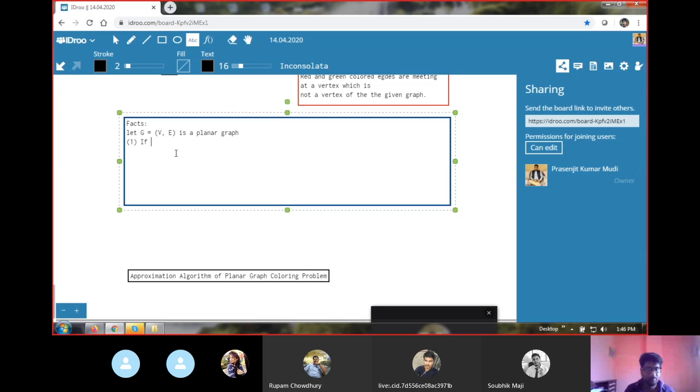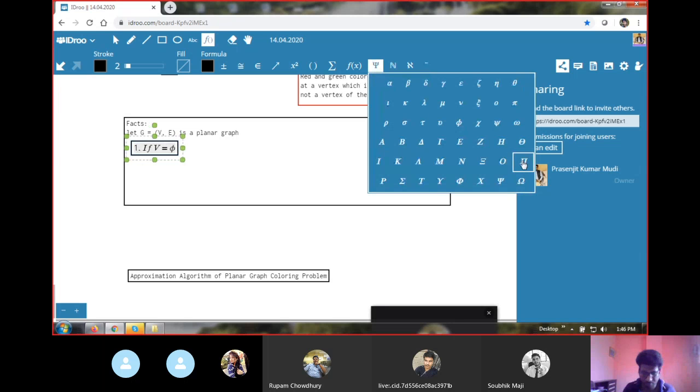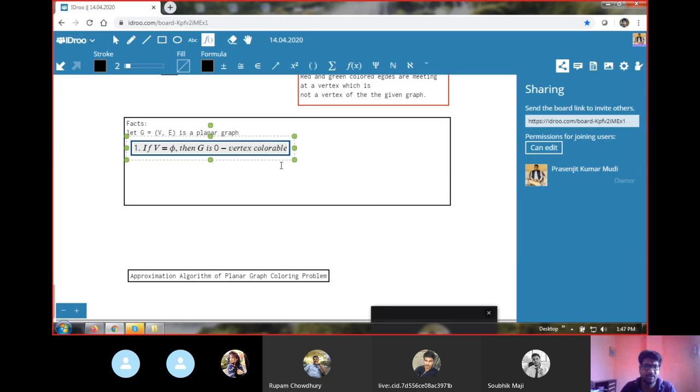Fact number one is, if V is equal to an empty set, there is no vertex in the graph. Then G is zero vertex colorable. If there is no vertex in the graph, no color is required at all for graph coloring.